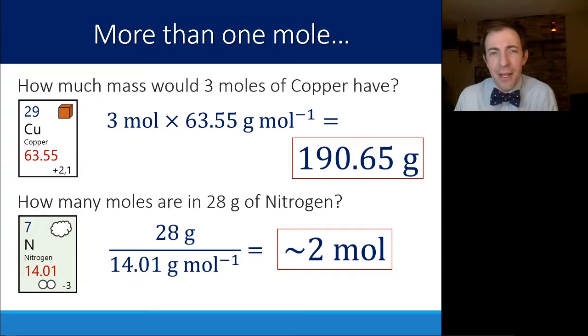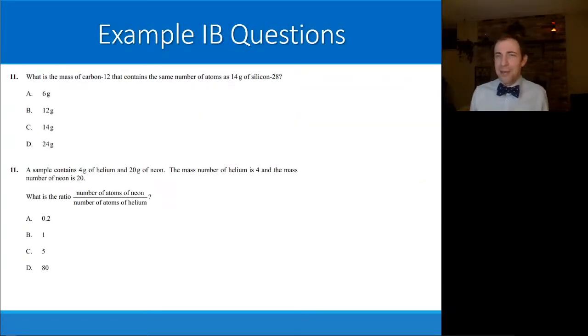grams of nitrogen. IB likes to ask this in a variety of different ways, and usually it's a little bit more complicated. So if I were to ask you, what is the mass of carbon-12 that contains the same number of atoms as 14 grams of silicon-28? You can figure out how much carbon-12 there is if you know how many atoms there are, or roughly how many moles of silicon-28 there are.